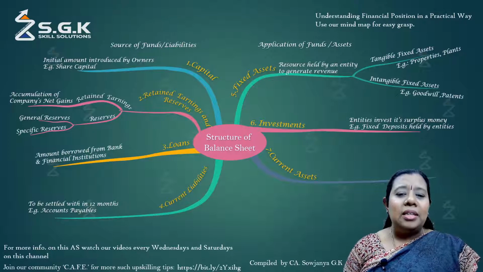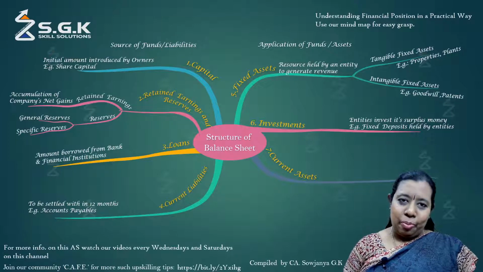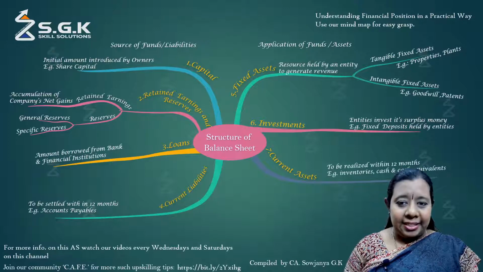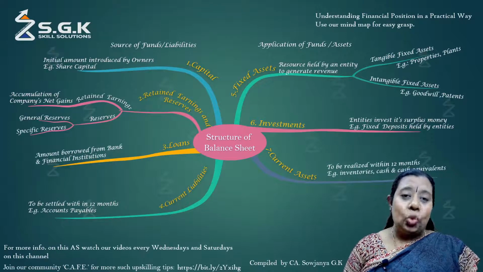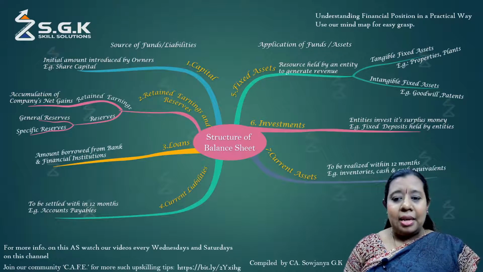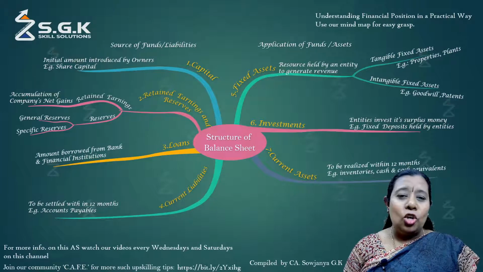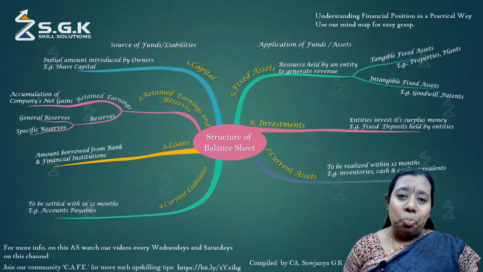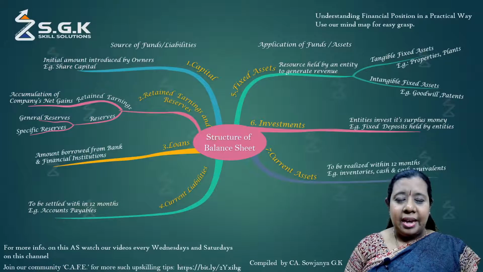The next important segment in the structure of the balance sheet would be current assets. Current assets are all of those assets which need to be realized into cash or cash and cash equivalents, all into money within 12 months. A classic example can be inventories or accounts receivable, which have to be converted into money within 12 months. This would help us to understand the entire segment or the structure of the balance sheet.